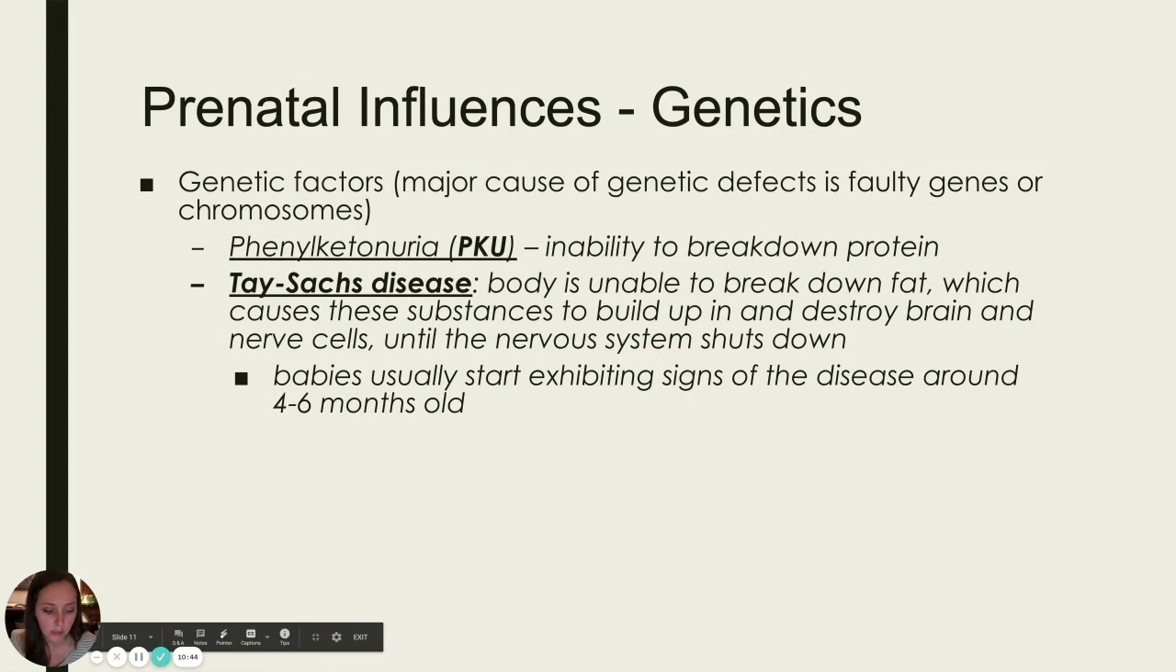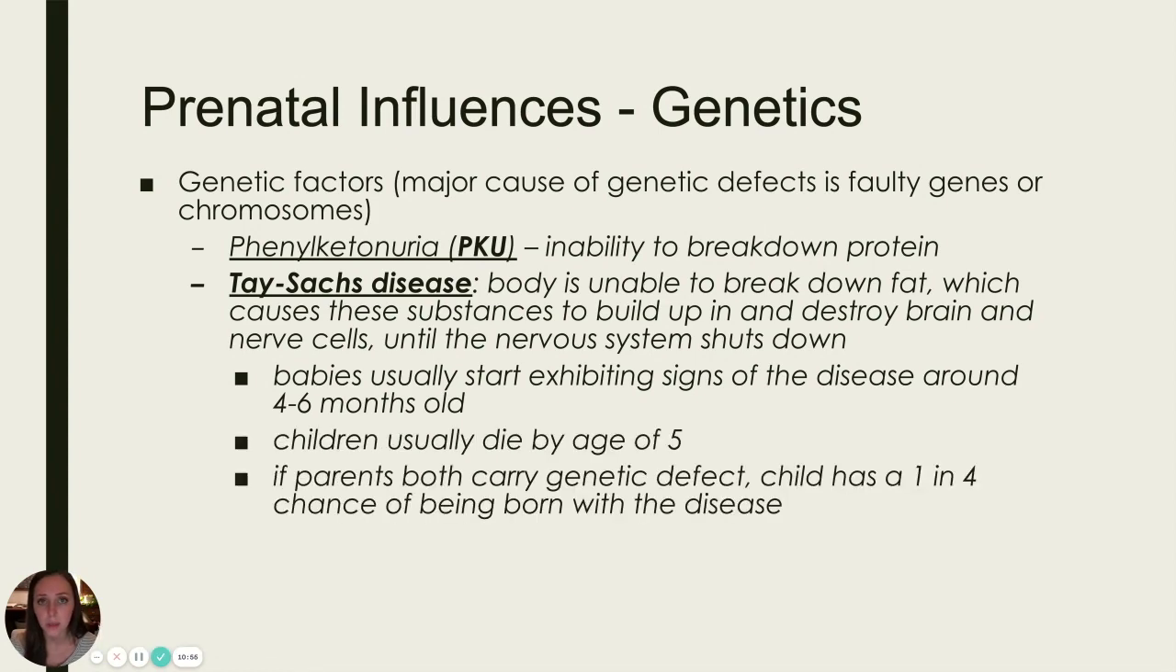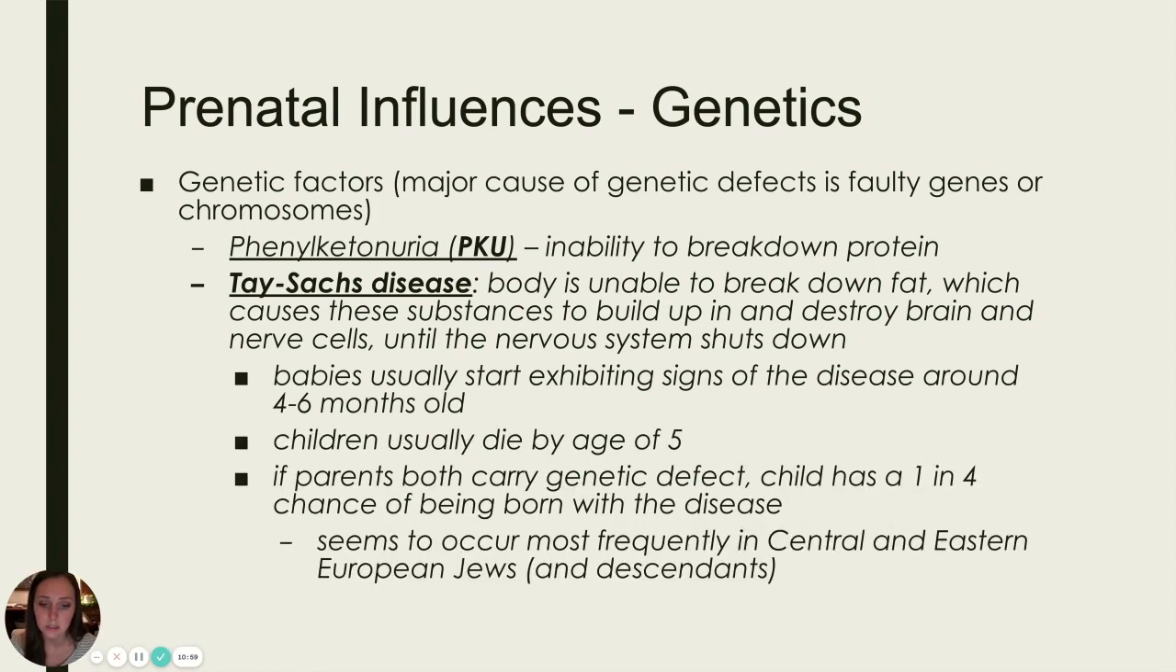At this point, there's nothing that the mom did wrong here. The baby or the child has one of these diseases. They usually die around age 5. If parents both carry genetic defects, the child has a 1 in 4 chance of being born with the disease. So you can get screened for these things. It seems to occur most frequently in Central and Eastern European Jews. So think about the Jewish population that's already small, and you look at a specific group of people that makes it even smaller. So that's why these diseases would be considered very rare.